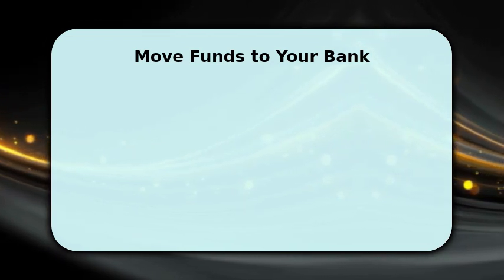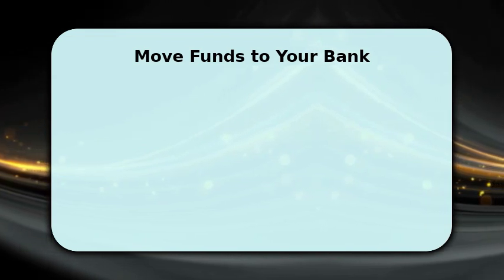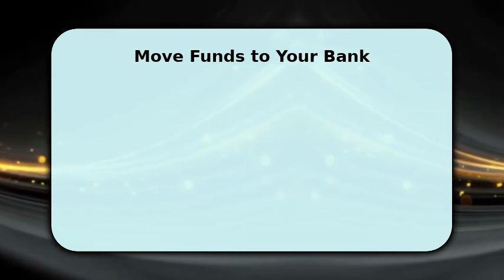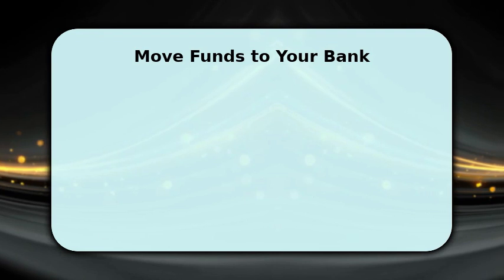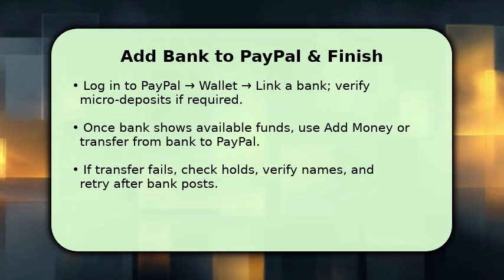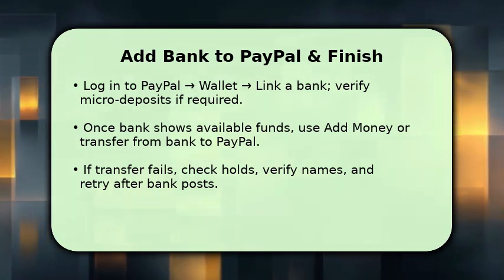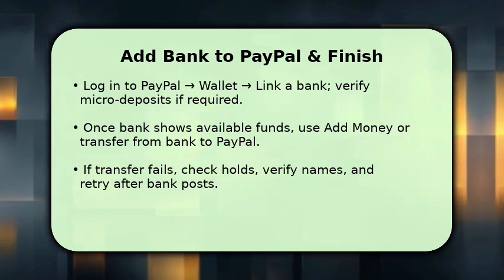If you used Instant Transfer, the bank post happens quickly, so you can link that account to PayPal without waiting long. Finally, add and verify the same bank account in PayPal. You go to Wallet, select Link a Bank, and complete micro-deposit verification if PayPal requests it. This confirms ownership and prevents limits.